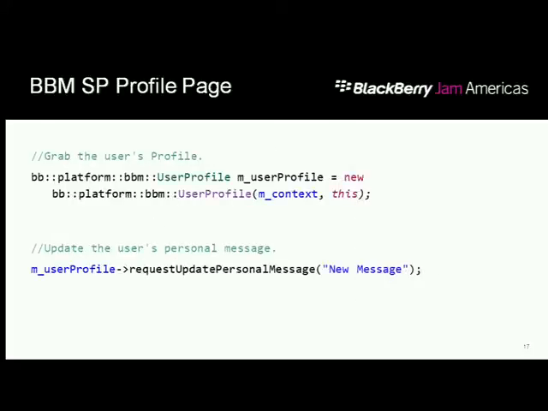Again, pretty simple to actually do this within the code. We're going to get an instance of the user profile using that context item again. Once we have that, we can just call one line there, request update personal message, pass in our string, and that's going to be the new personal message that's going to appear on the user's BBM profile. The user is prompted for this, so again, another security feature. The application will appear a prompt saying this application would like to set your BBM personal message to, and it'll list it there, and they have the option to accept or decline that.